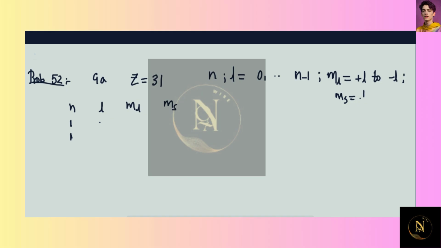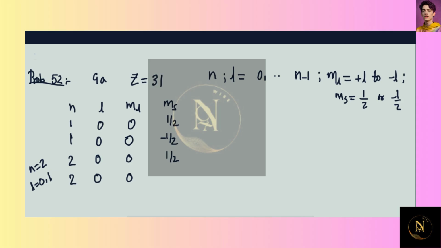When n is equal to 2, l can be either 0 or 1. When l is equal to 0, ml can only be 0, but ms can take two values. When l is 1, ml can be minus 1, 0, or 1.